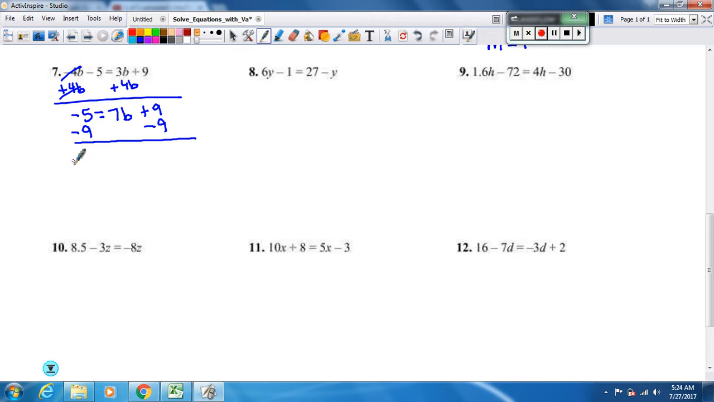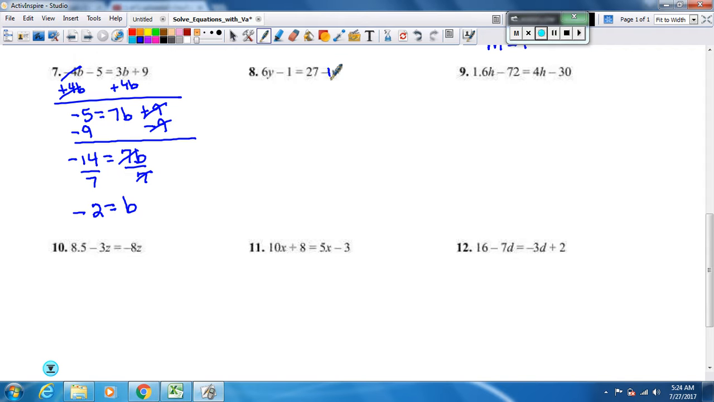Negative 5 and a negative 9 is a negative 14. Bring down your equal. Bring down the 7b. Opposites cancel. This is 7 times b. The opposite of times is divide. There is a negative on the top, but there's no negative on the bottom to cancel it out, so it stays negative. 14 divided by 7 is 2, equal, opposites cancel, b.